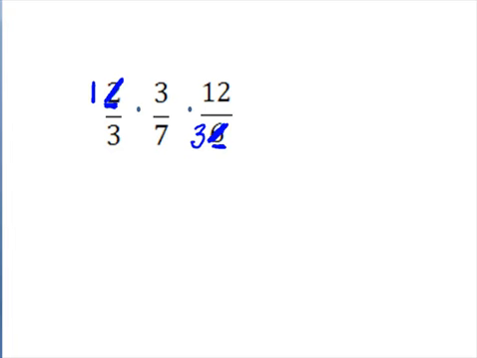I'm going to keep looking for numbers that could be reduced. As long as one of the numbers is in a numerator and one is in a denominator, you can reduce them. So here I see a 3 in the numerator and the 3 I've just created in the denominator. 3 and 3 can both be divided by 3. So 3 divided by 3 makes 1, and again 3 divided by 3 makes 1.